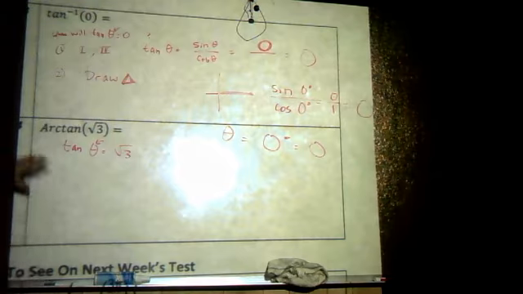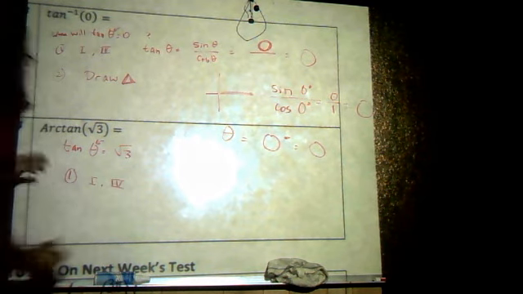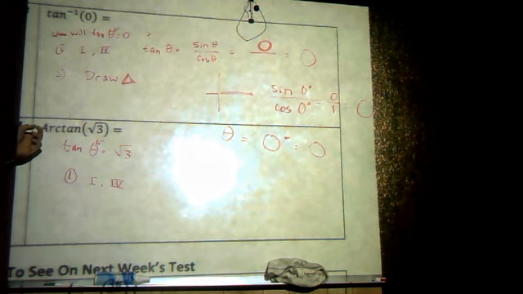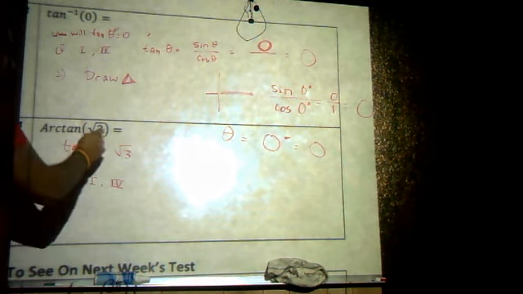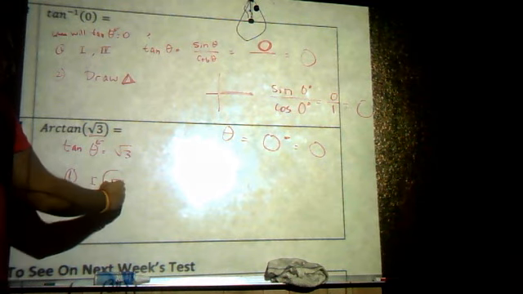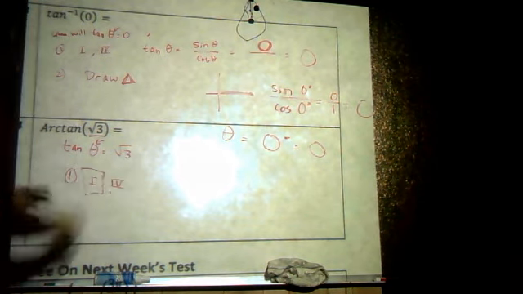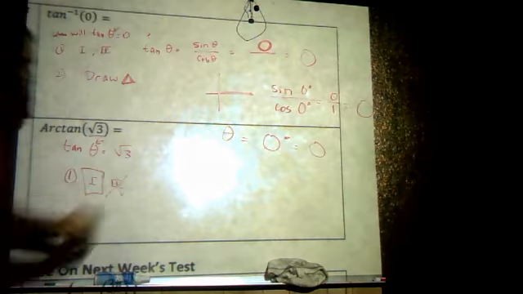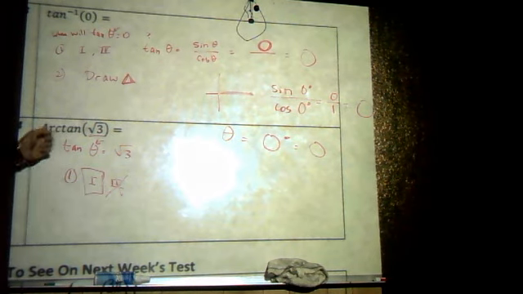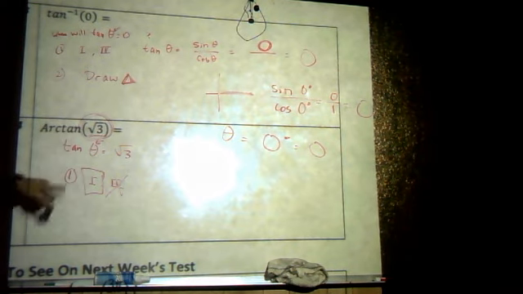Well, I know, first of all, that the inverse tangent is going to be in the first or the fourth quadrant. Where is tangent positive? Tangent is positive in the first quadrant. So I know that I don't go shopping in the fourth quadrant in this problem, because it has to equal a positive square root of 3.